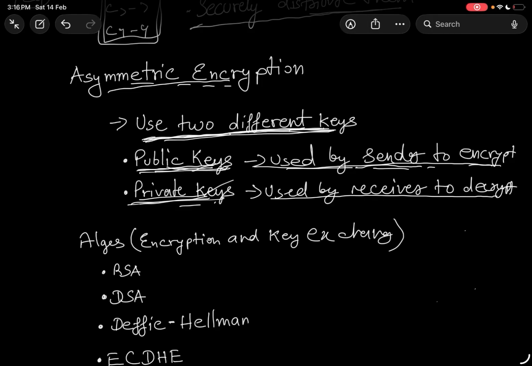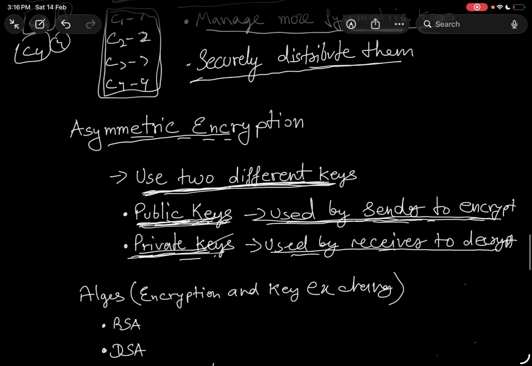So, public key is used by the sender to encrypt data. Yes, when the sender is sending the data, it will encrypt the data using the public key, and the private key is used by the receiver to decrypt data. Let's see this by example.